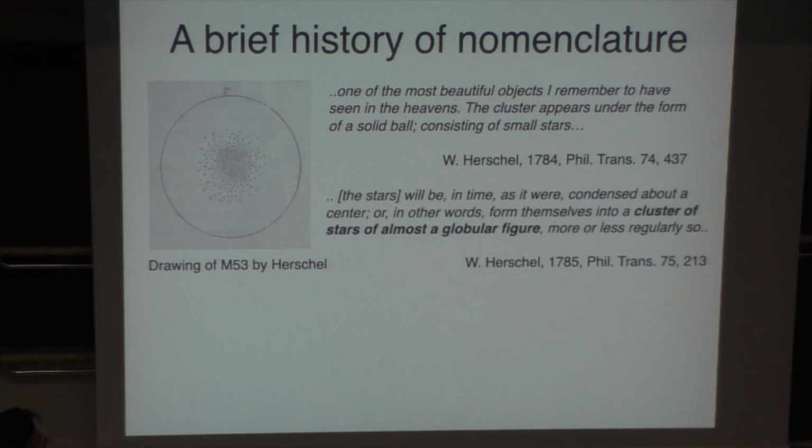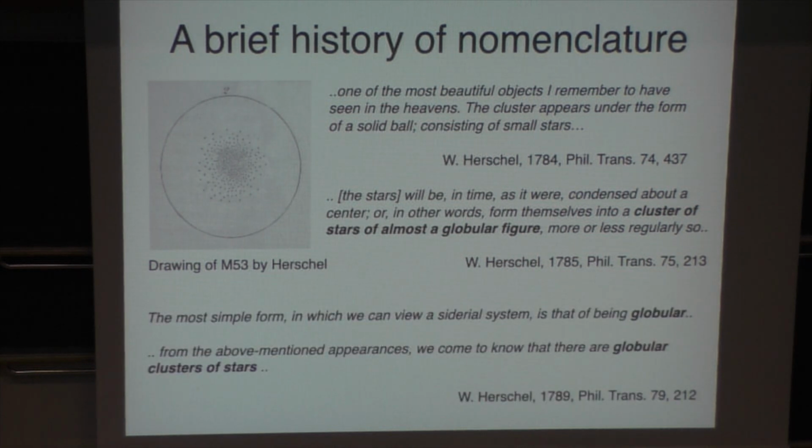And then the year after, he already uses the word globular here, right? Speculating a little bit about how objects like that might form, that stars might condense towards the center and form themselves into a cluster of stars of almost a globular figure, more or less regularly so. And then finally in 1789, we see here the term globular clusters of stars mentioned, as far as I can trace it, for the first time. Now this is of course all based on morphology of these objects, how they look visually through a telescope.